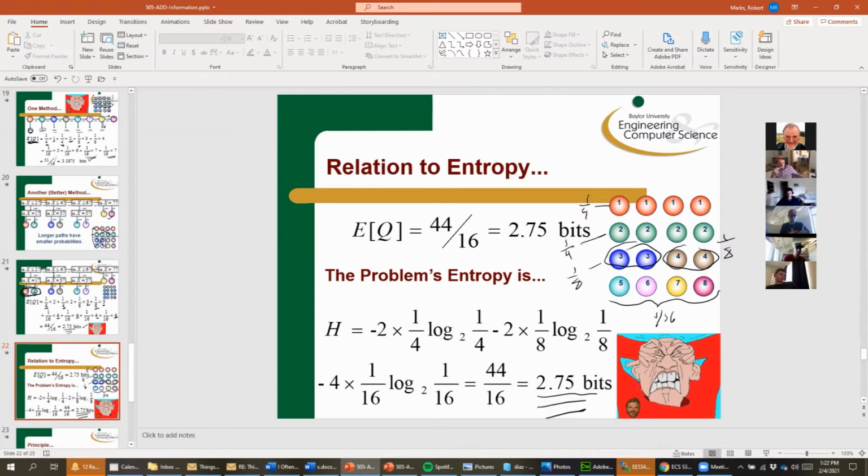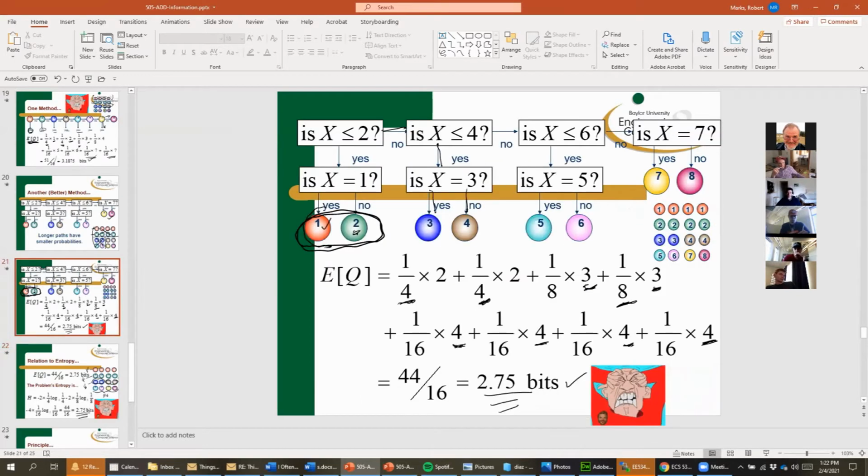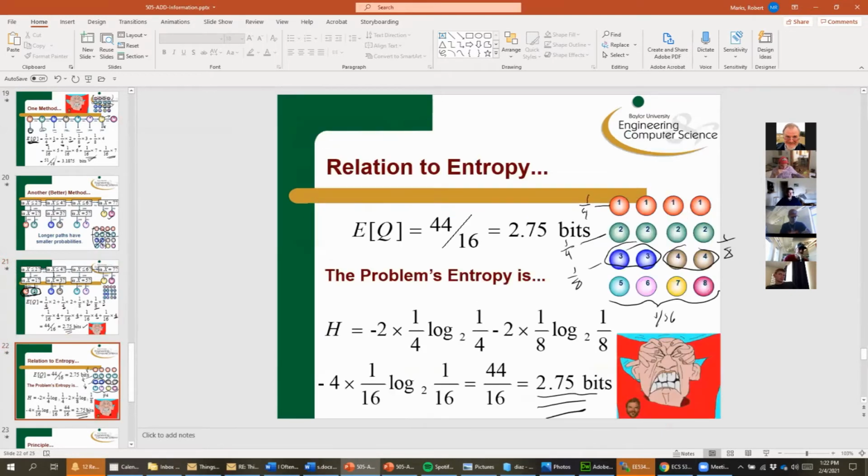Probably not obvious at first, but notice on the previous slide, that's how many questions you had to ask. That was the total number of questions that you had to ask, and the total number of questions you have to ask is exactly the same as the entropy. So this gives you another interpretation of the entropy and how powerful it is.